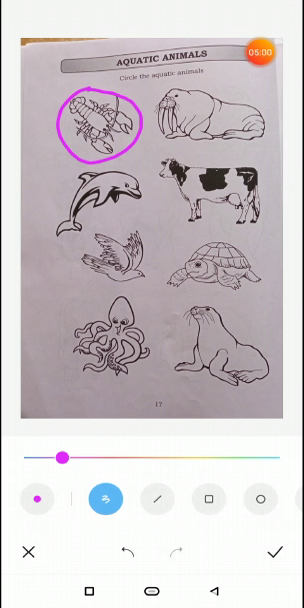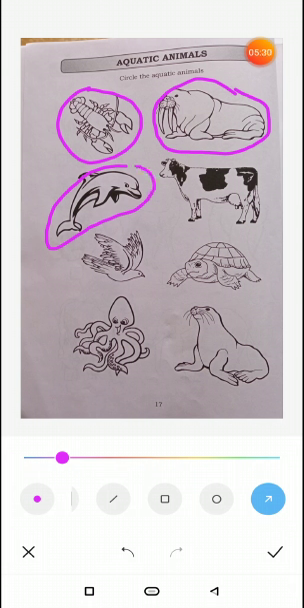A walrus is an aquatic animal. It lives in the water. Okay, but it does come on the rock or on ice. It does come outside. It can survive outside for some time, but it's an aquatic animal. So we shall circle the walrus. Then a dolphin also lives in the water. So a dolphin is an aquatic animal.